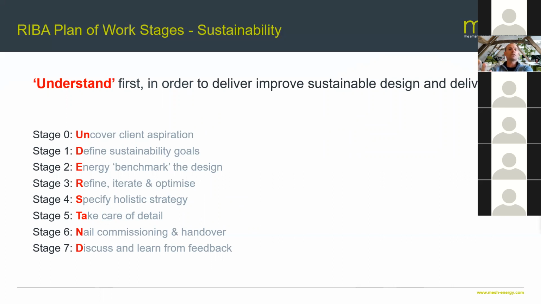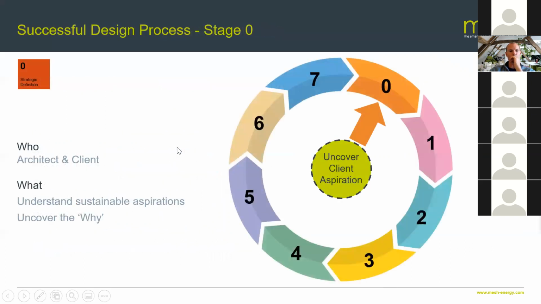So we've got uncovering the client aspiration in stage 0, define those sustainability goals in stage 1, energy benchmark the design in stage 2, refine, iterate, and optimize in stage 3. Remember, this is before planning. Stage 4, get a holistic strategy together, detail during construction, sort out commissioning and handover in stage 6, and then discuss and learn from feedback in stage 7. So if you understand these stages and understand the benefits that taking a holistic approach to building design has, that mnemonic should help you going forward.